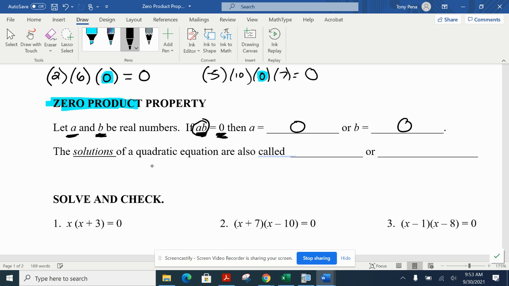The solutions of a quadratic equation, quadratics are those, you remember, the parabolas, the x squareds, all the stuff we've been working with, are called, there's a couple things they're also called. Solutions are certainly one of them, but we will also call them zeros. That will be a big one. When we do this graphically over the next few days, they also end up being our x-intercepts, okay?